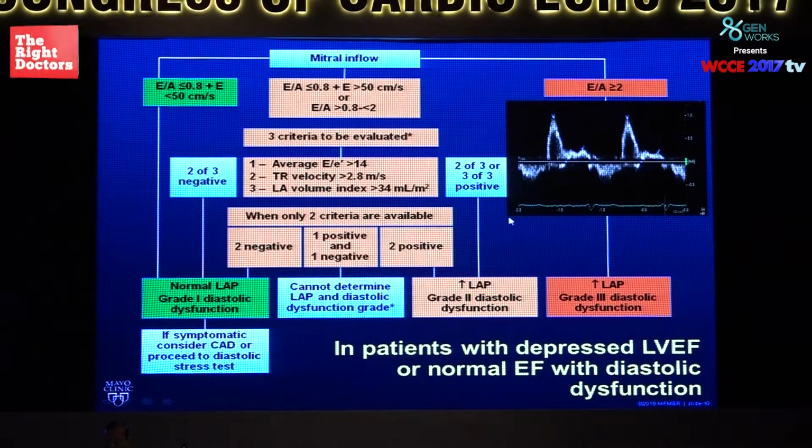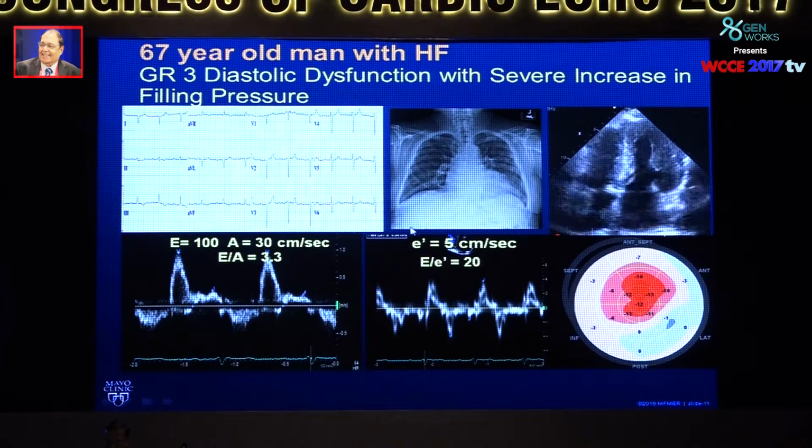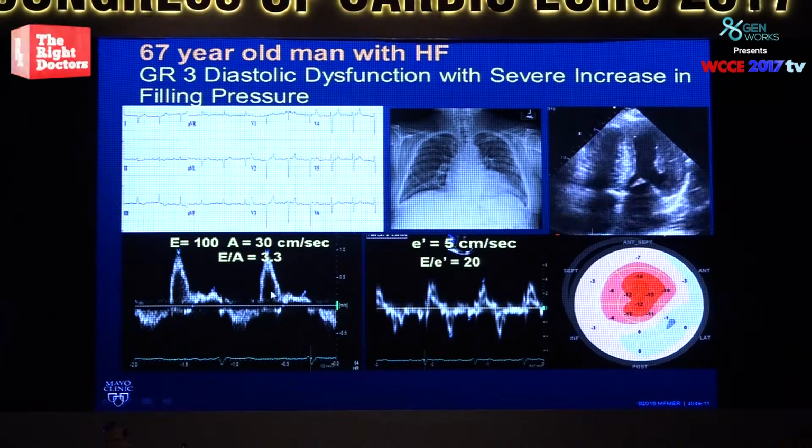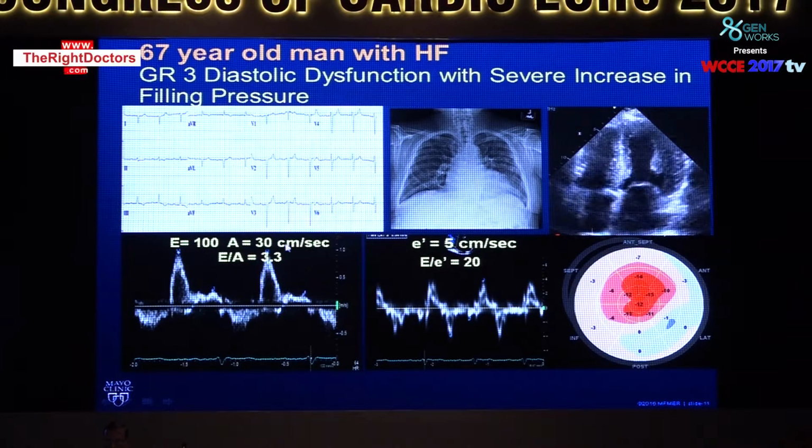So let me just show an example. Here the E over A ratio is almost 3, and this is grade 3 diastolic dysfunction I showed you. And this is an individual I just showed you again, with a ratio of 3.3, so it is automatically going to be grade 3 diastolic dysfunction in the case of cardiac amyloidosis.